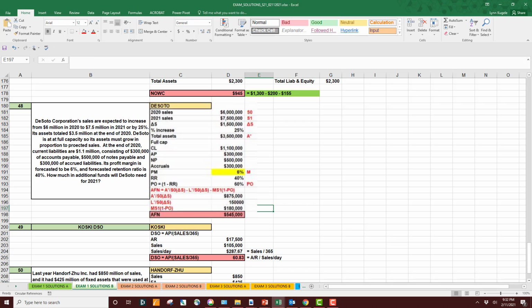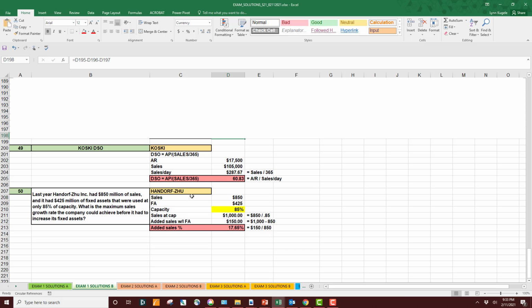Okay, here's the parts labeled for you. There's S0, S1, the change in sales, A asterisk, the sum of these two right here, with that one and accruals. Those two are L asterisk. There's profit margin. Plug all of those in. There's your answer, $545,000.